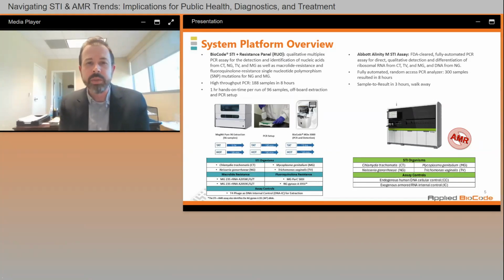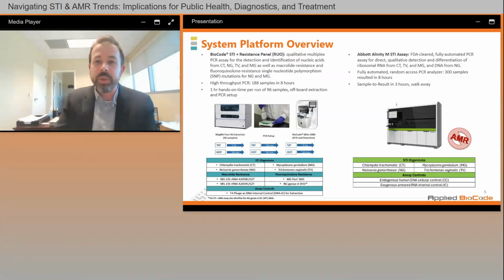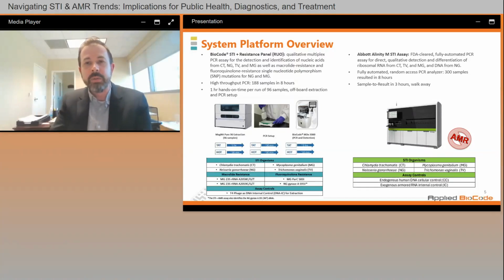Now, the Biocode STI plus resistance panel. This is a research use only assay at this time, but it does involve some offboard extraction and PCR setup. For some of the other assays, Applied Biocode has validated extraction steps on systems such as the Roche MagNA Pure and the Thermo KingFisher, for other test offerings like GPP and RPP. So there's flexibility for labs based on throughput needs, whether low or high volume. But the PCR and detection happen onboard the Biocode MDX3000.